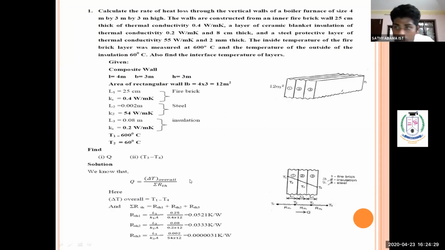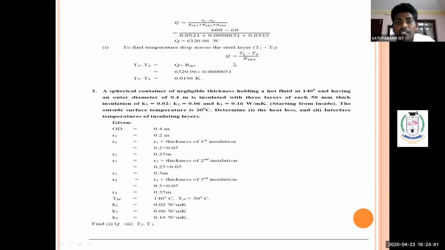As I move the cursor, Q equals del T by R. R is the total resistance, that is R1 plus R2 plus R3, so I am adding all these three. The initial temperature is given as 600 degrees Celsius and the outer temperature of the wall is 60 degrees Celsius. I am substituting the T1 and T4 values and getting Q equal to 6320.96 watt. Now, to find the temperature drop across the steel layer.